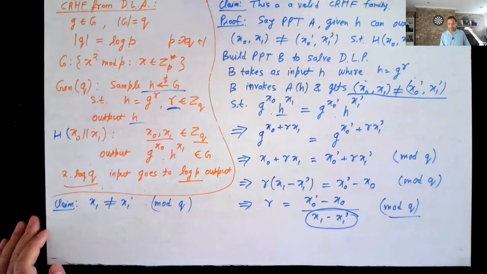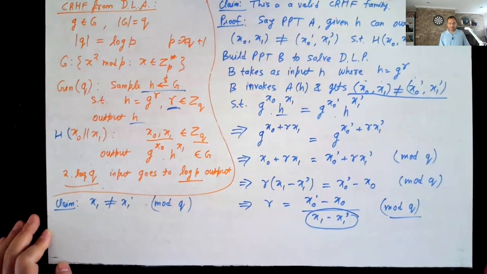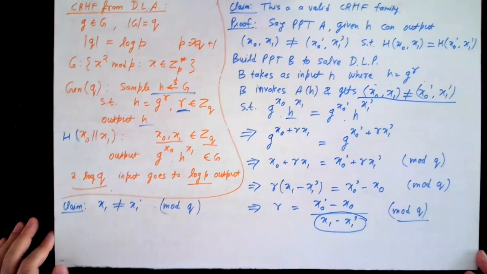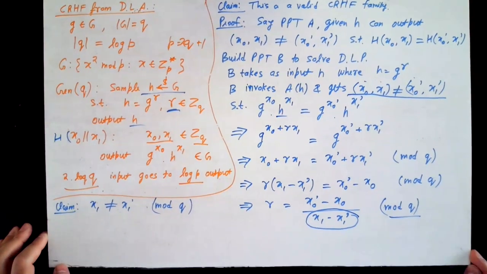So how do we conclude this? Since there are collisions, the adversary outputting the same x1 is very unlikely, with probability about 1 over q.